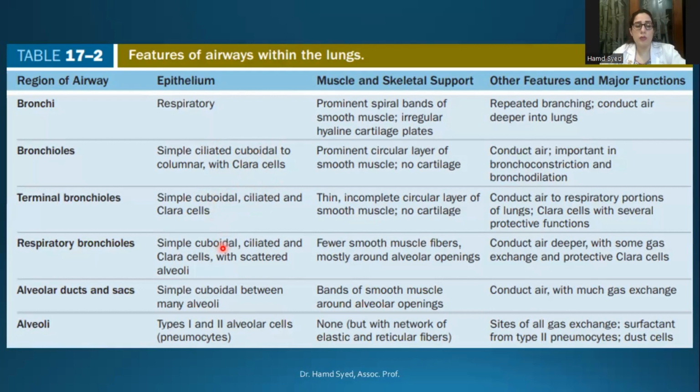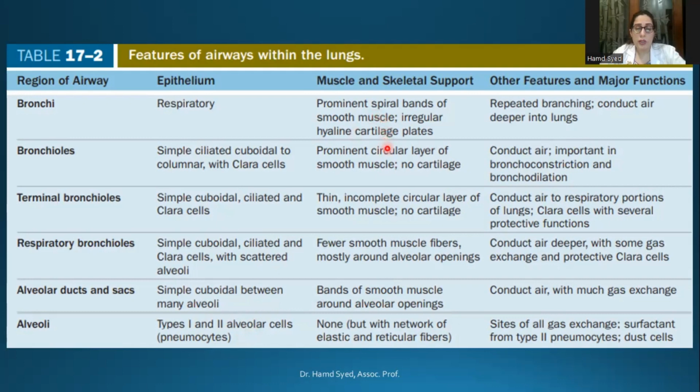And also we can see over here that if we look at the other layers, smooth muscle is present within bronchi, but the prominent circular layer is present within bronchioles, which then becomes incomplete as we move further downwards. And eventually the alveoli, remember, do not have smooth muscle. They only have a network of elastic and reticular fibers. And the epithelium within alveoli consists of type 1 and type 2 epithelial cells. We will be discussing them in detail in the second part of this discussion in the next video presentation.